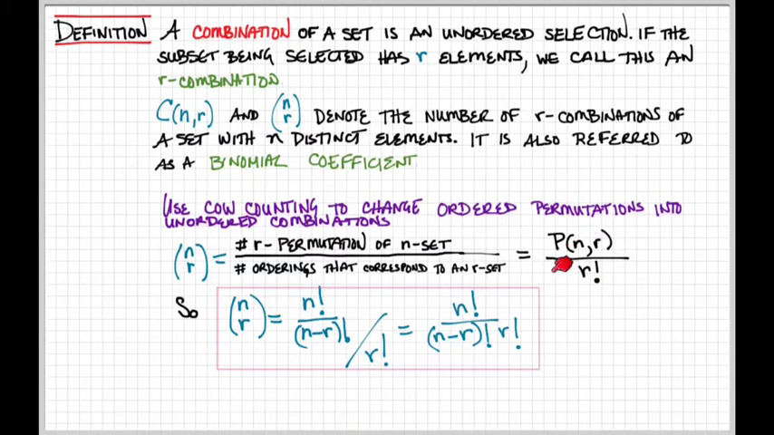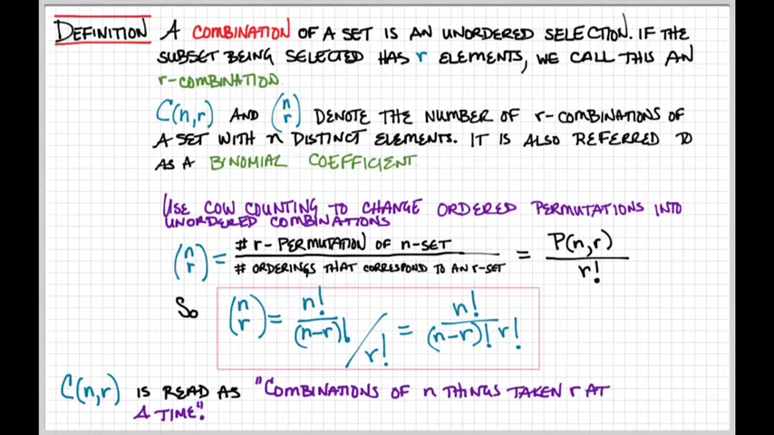If you don't like this formulation, you can replace the permutations of n things taken r at a time by the formula we just came up with, n factorial over n minus r factorial. And when you simplify, you get n factorial all divided by n minus r factorial times r factorial in the denominator. C of n, r is read as combinations of n things taken r at a time.